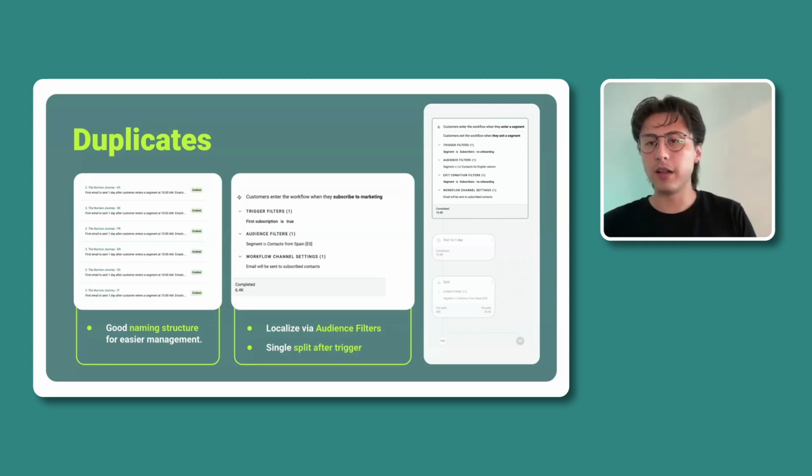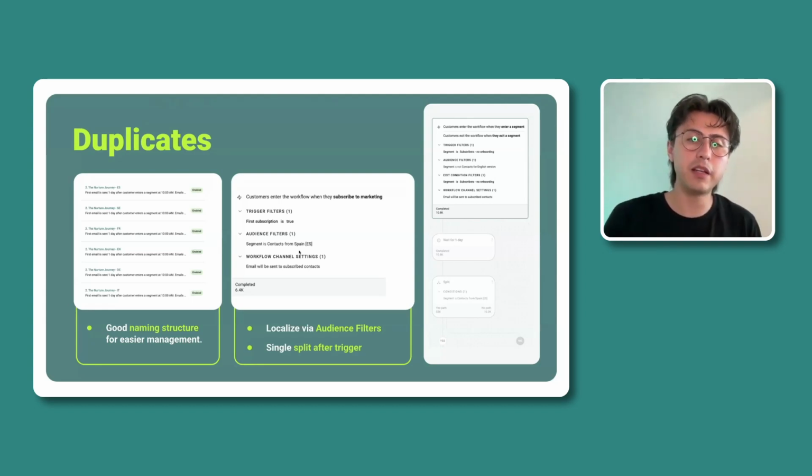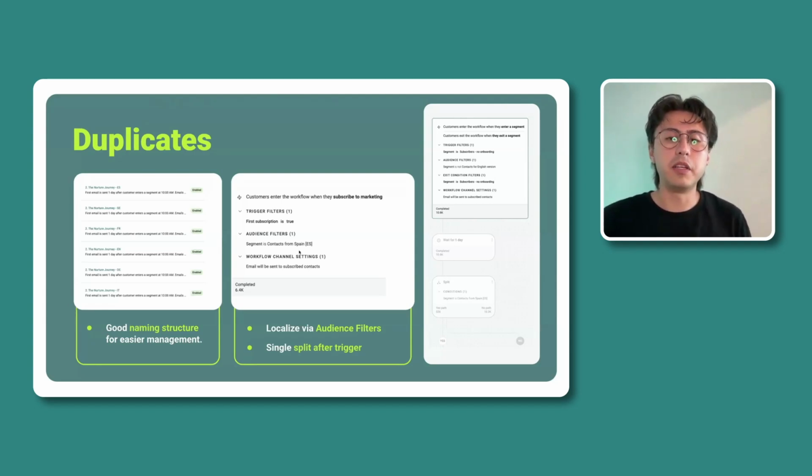It's going to be a single automation. Now, instead of focusing on the splits, you're going to focus on the trigger. You're going to select that only the contacts that are in the segment of Spain are going to enter this automation. Hence, all of my communications here are going to be in Spanish. Yes, and we don't have to do anything else.